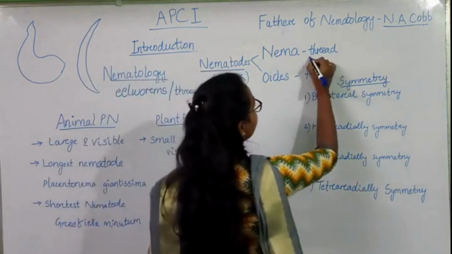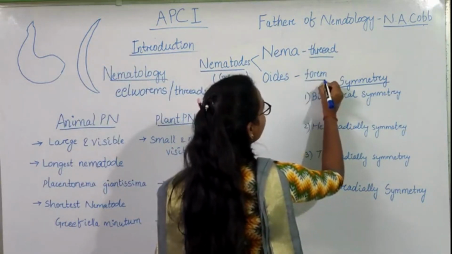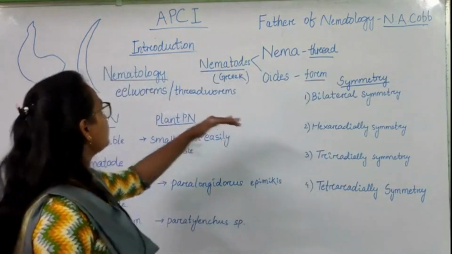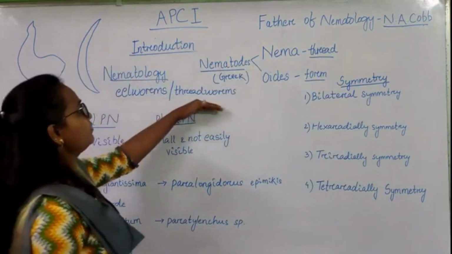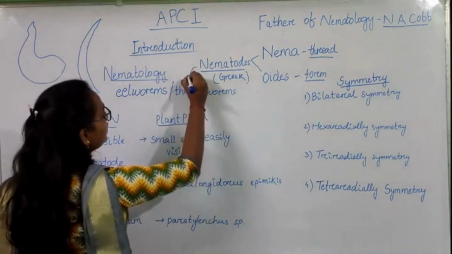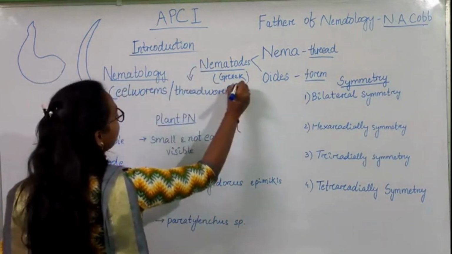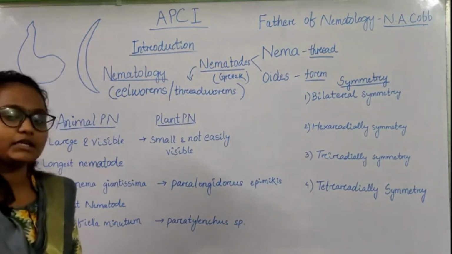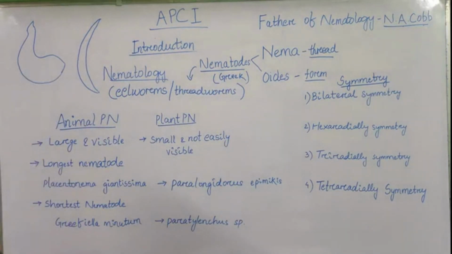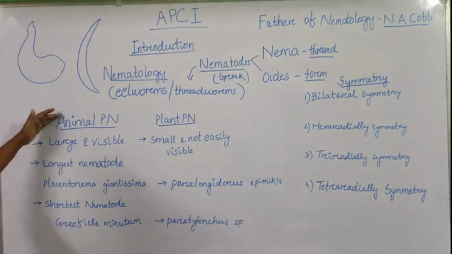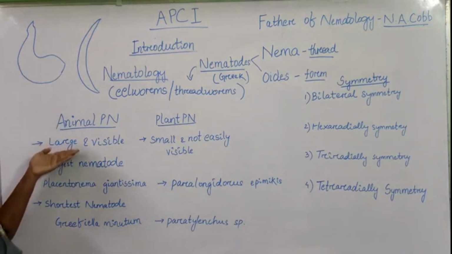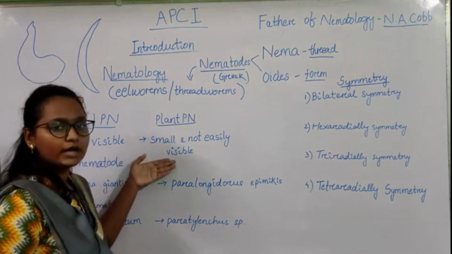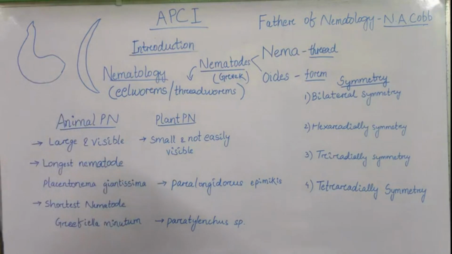Nema means thread and oides means resembling or form, which means nematode means thread-like forms, which we also call eelworms or threadworms. There are two types of nematodes: animal parasitic nematodes and plant parasitic nematodes. Animal parasitic nematodes are quite large and visible to the naked eye. But plant parasitic nematodes are small and not easily visible to the naked eye.